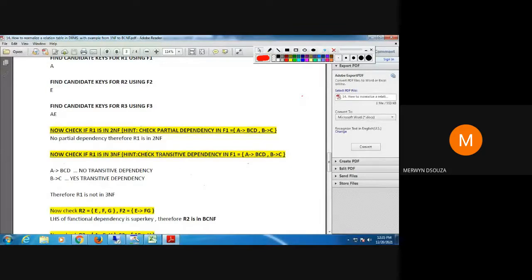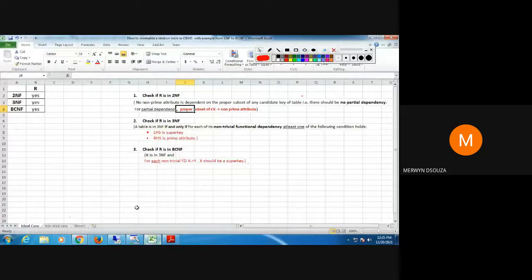You are going to check whether it has transitive dependency, whether any of these functional dependencies have transitive dependency. The meaning of no transitive dependency is that one of these two conditions will be true.